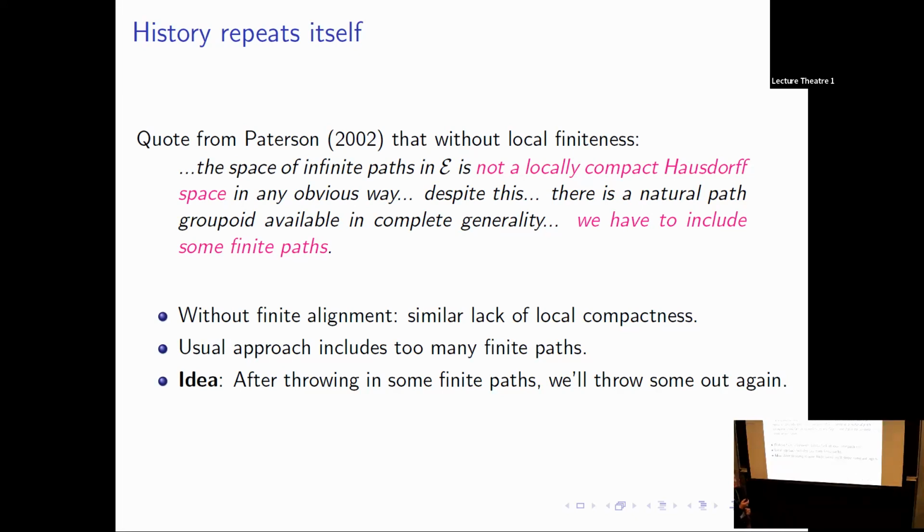that occur in a certain sort of way in order to give you that local compactness. And we find this too, that in the higher rank graph setting, when we try and say no finite alignment, we're going to meet a similar lack of local compactness. And we'll have that same approach of, I've got my infinite paths and I'll throw in some finite paths to try and do what's worked in the past. But what we're going to find is that actually we've thrown in too many and we're going to have to throw some out again.